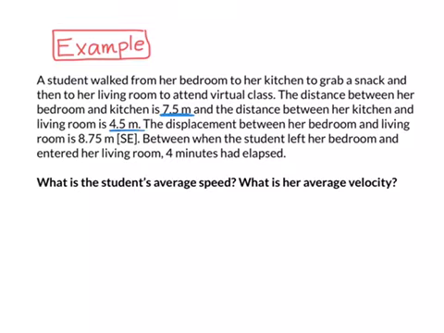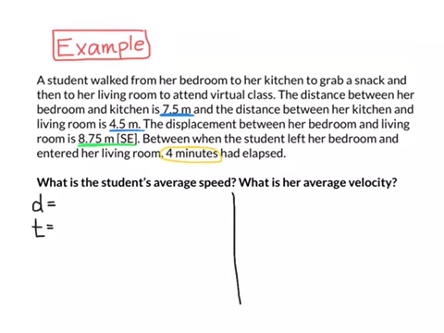The displacement, so I'm going to underline anything with displacement in green, and that will be for our velocity. The displacement between her bedroom and living room is 8.75 meters to the southeast. Now we're going to use the same time for both. When the student left her bedroom and entered her living room, 4 minutes had elapsed. So we're going to be able to calculate both speed and velocity, and I'm just going to draw a line down the center here.